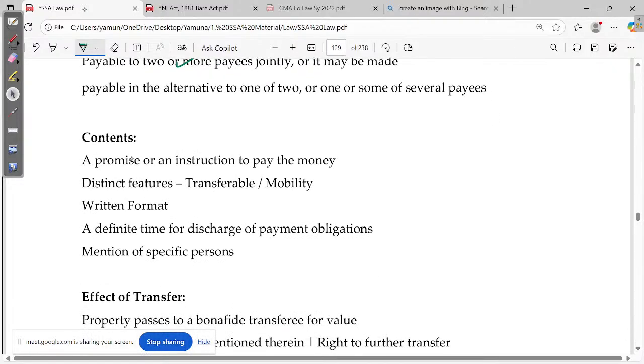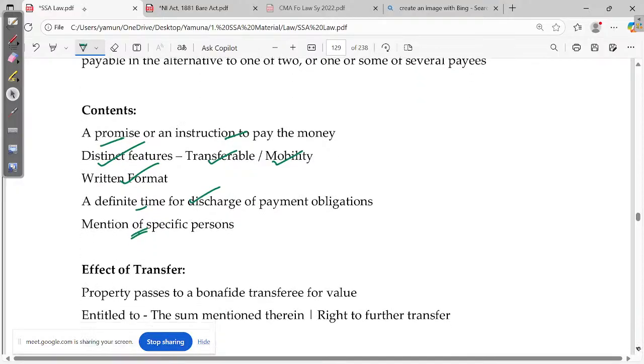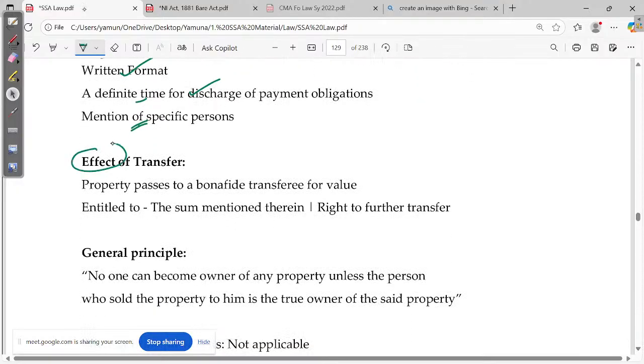Contents. There should be a promise or an instruction to pay the money. The distinct feature of this instrument is that it is transferable and has mobility. It is in written format. There will be a definite time for discharge of payment, like 3 months or 6 months, depending on the case. And to whom it has to be made, most of the time it will be mentioned. Mention of a specific person should be there. If it is transferred, what will be the consequences or what is the effect?